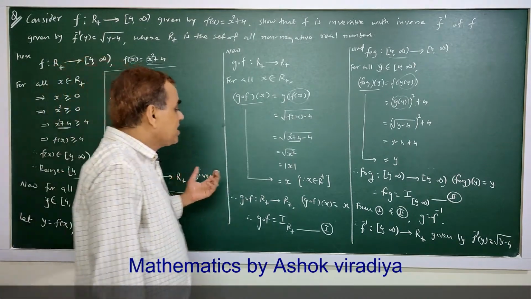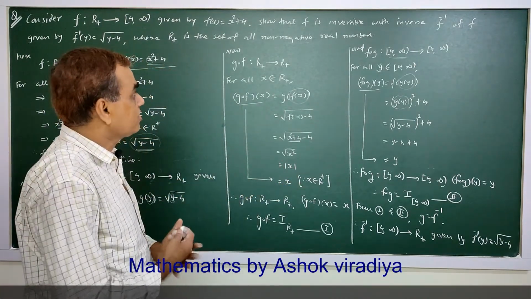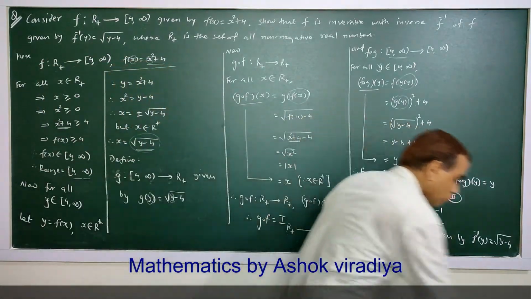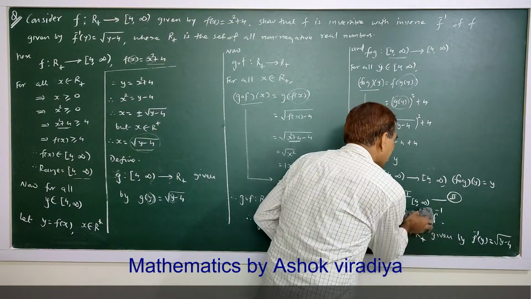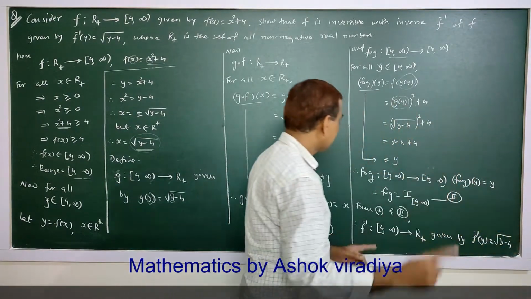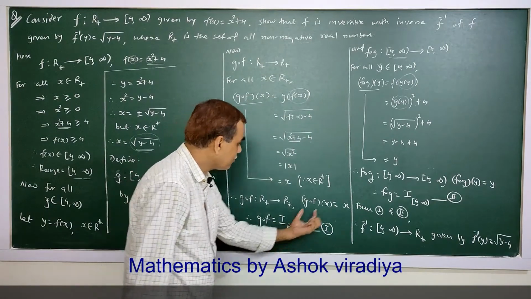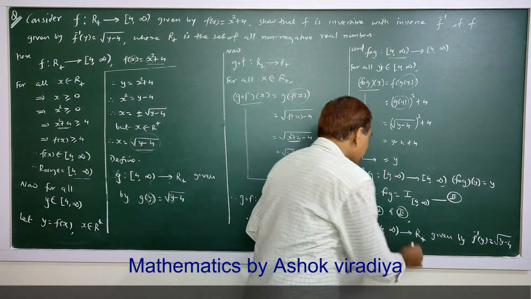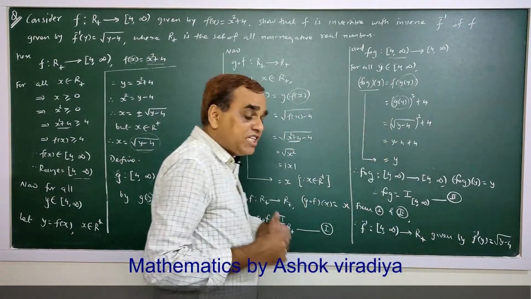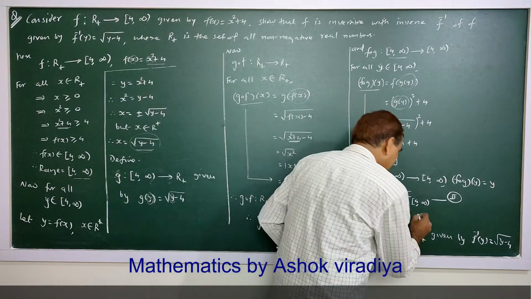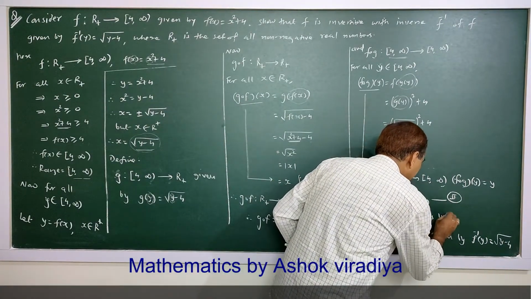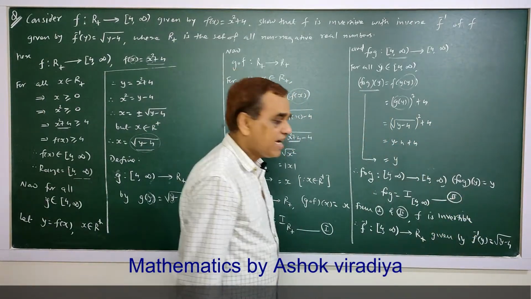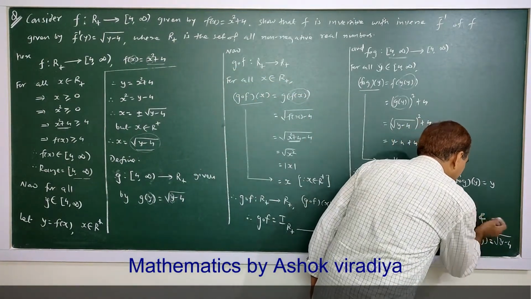When f∘g is the identity function and g∘f is the identity function, then we say the function is invertible. So from 1 and 2, here f is an invertible function. If we can find such a function g, then f is invertible. So from 1 and 2 we say f is invertible, and the inverse of f is g.